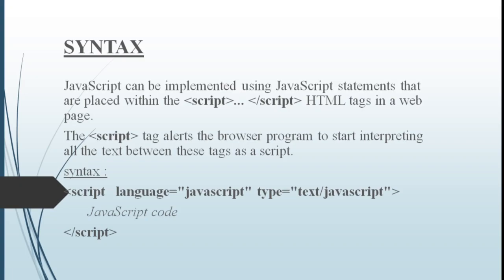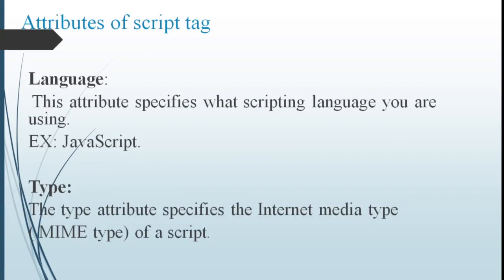The script tag has two attributes: one is language and the other one is type. Script language equals JavaScript, type equals text/JavaScript, code, close script tag. These are the two attributes used in the script tag. The language attribute specifies what scripting language we are using. Here we are using JavaScript, that's why language equals JavaScript. And the type attribute specifies the type of media.